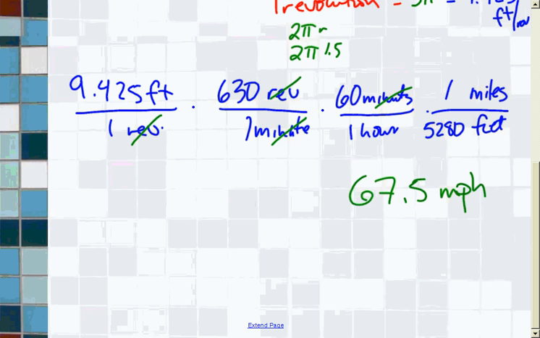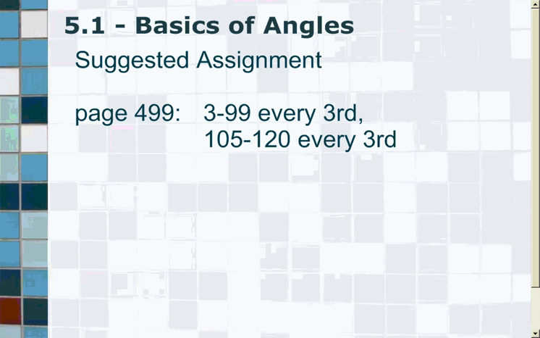Things to work on is this: 3 through 99, every third problem, and 105 through 120, every third problem. Seems like a lot. It really isn't, because you're going to be finding coterminal angles, and how hard is it to add 360 onto something. So please use the balance of your time. You should have probably about 20 to 25 minutes, depending upon how many times you paused, to work.